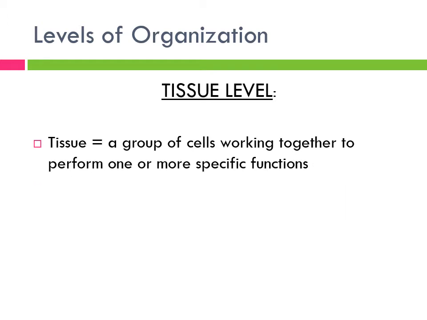The third level is the tissue level. So you take a bunch of cells and add them together, and the cells that are working together to perform specific functions then create a tissue. So a tissue is a group of cells working together to perform one or more specific functions. What different tissues could you name? Think about that right now. In 2 weeks, we're going to be looking at the tissue level of organization in greater detail.